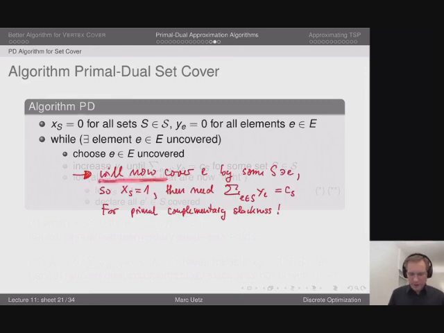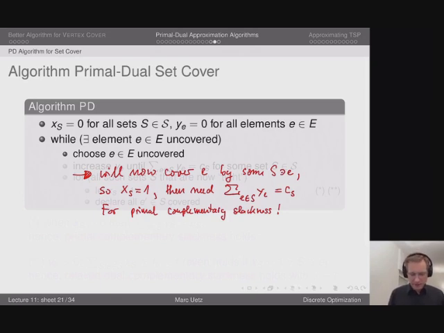And what I'm going to do is the following. We are now going to cover this element E that was selected by at least one subset S that contains it. So xS is going to be set equal to 1. And as I said, we are not going to violate the primal complementary slackness condition.